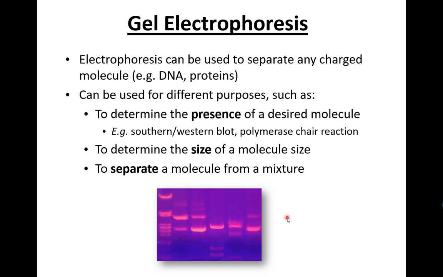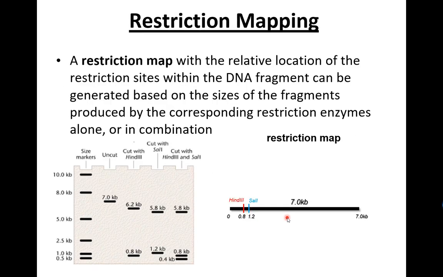Another reason why you want to run a gel electrophoresis is to determine the size of a molecule. That's exactly the example here. By running this molecule together with a marker, a combination of DNA molecules with known size, you can actually figure out the size of these molecules.